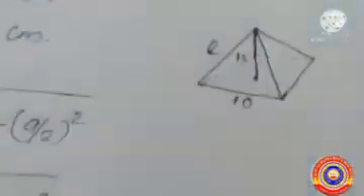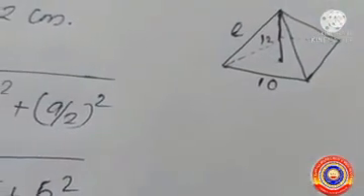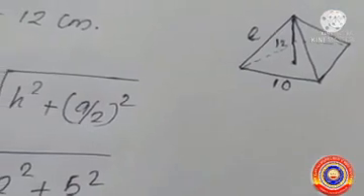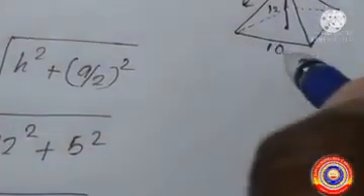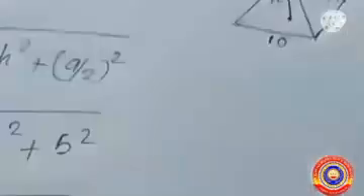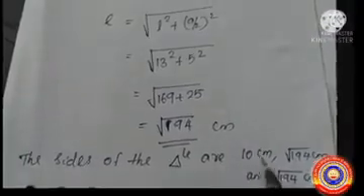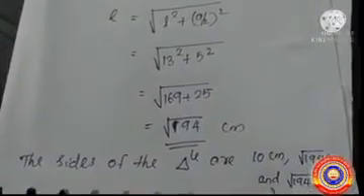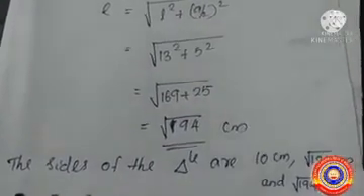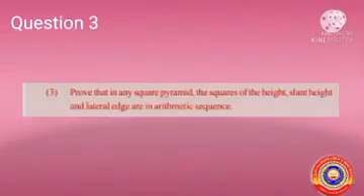As we all know that the triangles around the square pyramids are isosceles triangles, so two sides are equal. Therefore, the sides of the triangle are 10 cm, root 194 cm and root 194 cm. Next, question number 3. Prove that in any square pyramid, the squares of the height, slant height and lateral edge are in arithmetic sequence.